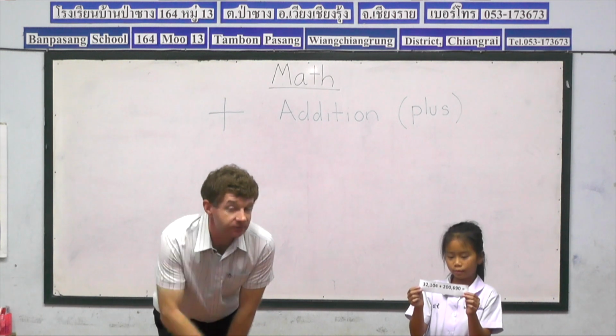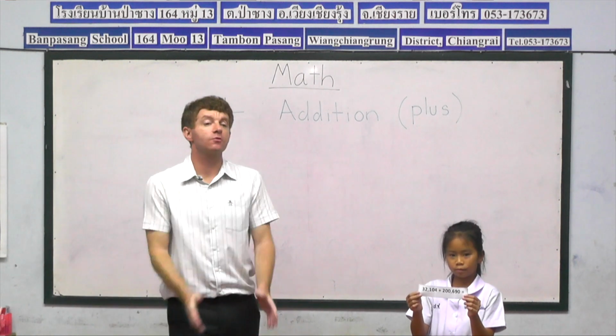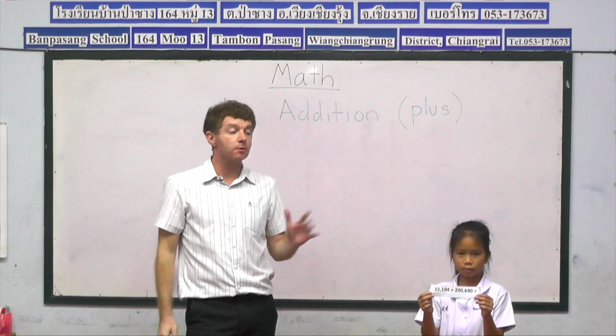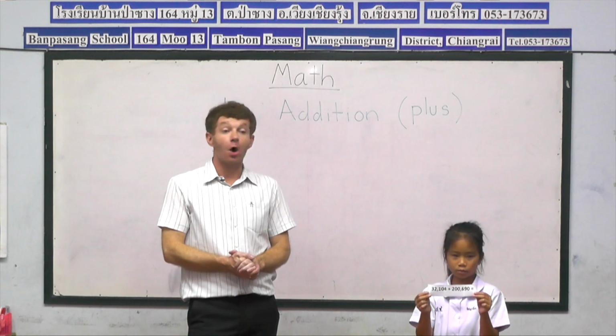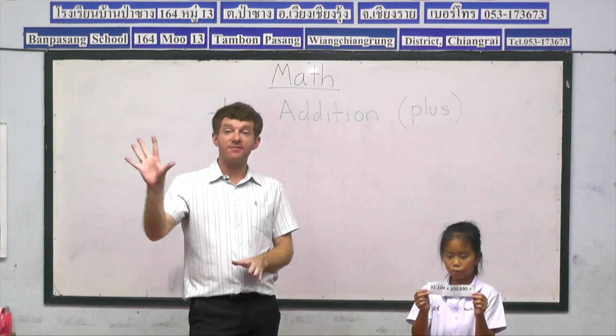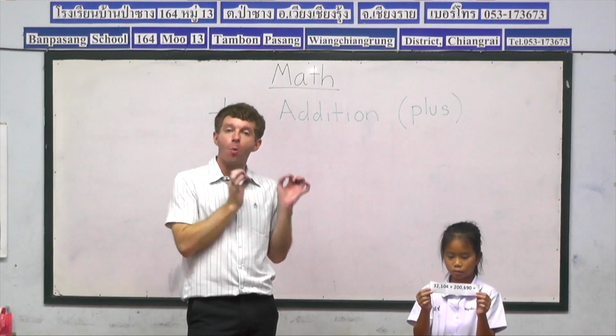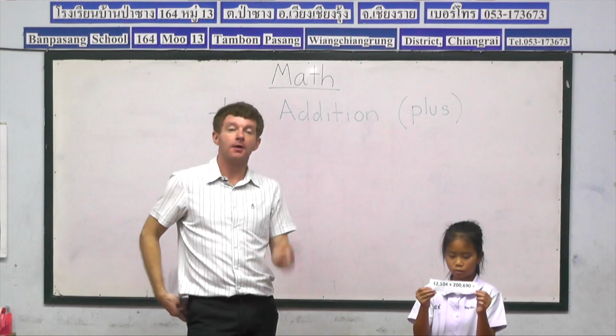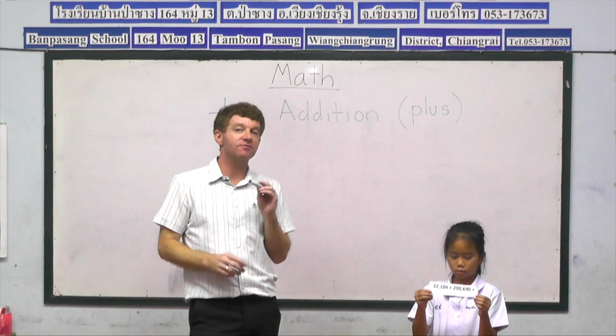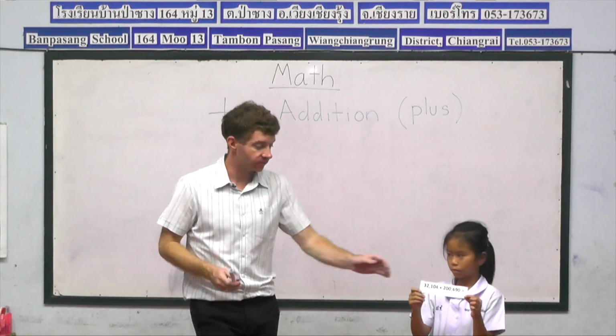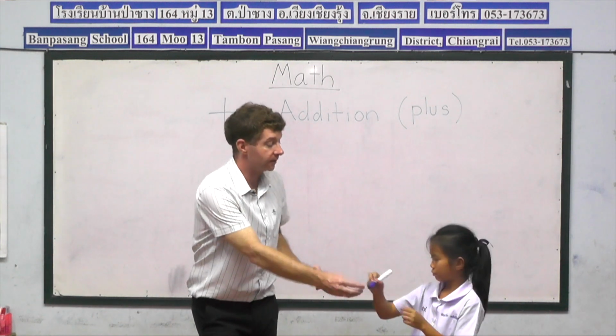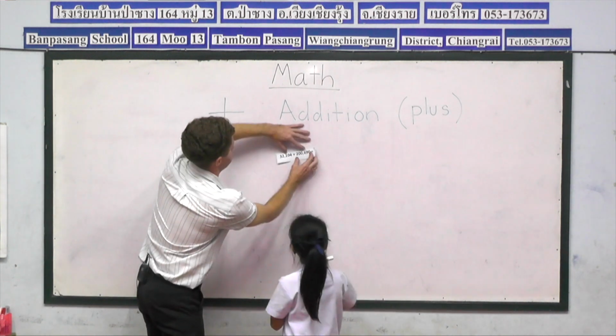30,104 plus 200,619. Excellent, guys. So what do you notice about these two numbers? Do they have the same number of digits? No. We've got one five-digit number and we've got one six-digit number. So this is where we talk about place value being very important. So Prel, can you please write this sum on the board for me?